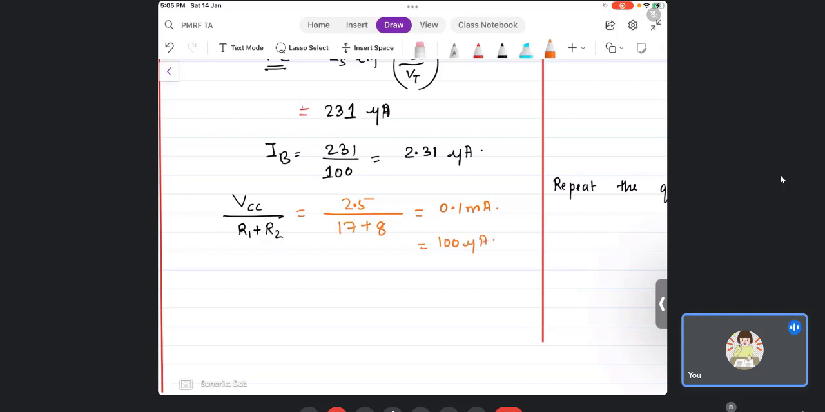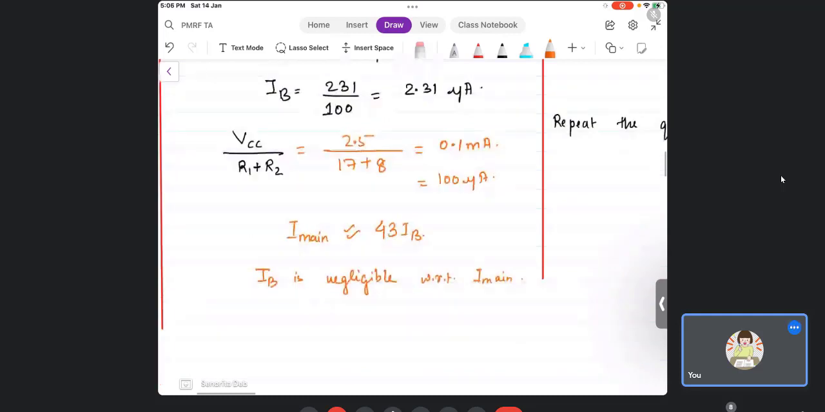So what is the ratio? 100 divided by 2.31, approximately 43 times. So I main is approximately 43 times IB. That means IB is negligible with respect to I main, and therefore this is independent of VB variations. VCE, if you calculate, is VCC minus RC IC, and you will get 1.345 volts.